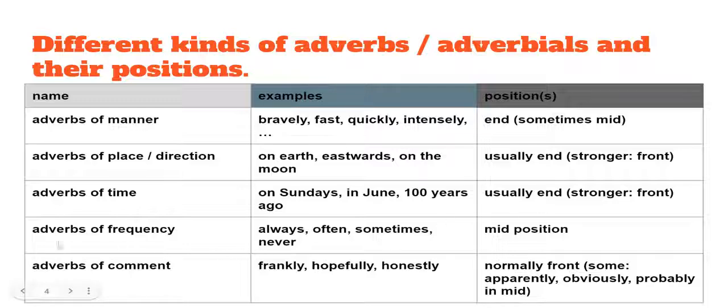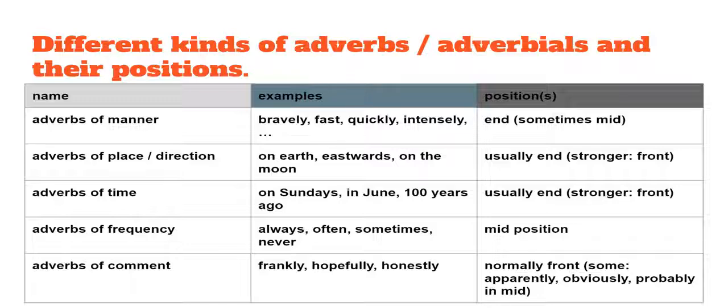Group number 4 is called the adverbs of frequency, and they tell you how often things happen. This group includes words like always, often, sometimes, never. They always appear in mid position.